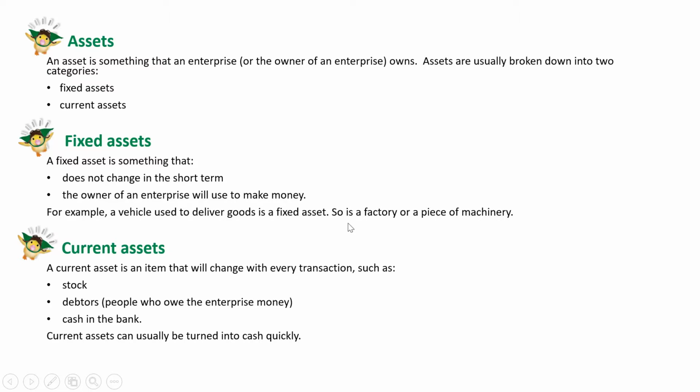For example, a vehicle used to deliver goods is a fixed asset, so is a factory or a piece of machinery. Current asset. A current asset is an item that will change with every transaction, such as stock, debtors, people who owe the enterprise money, enterprise is another word for company, cash in the bank. Current assets can usually be turned into cash quickly.